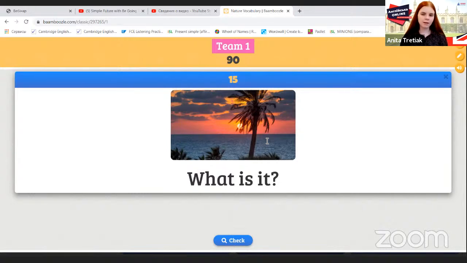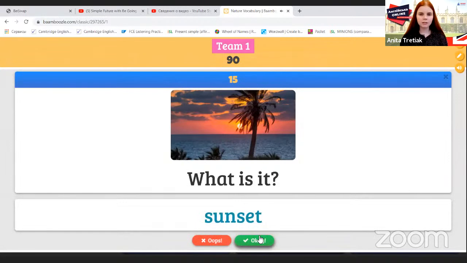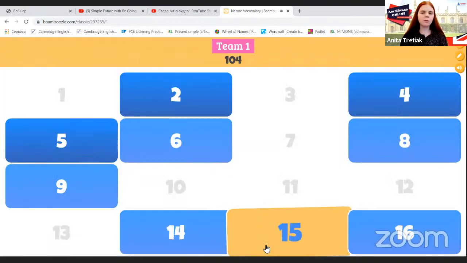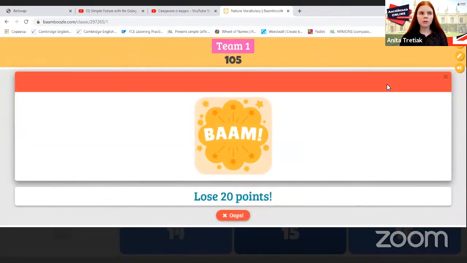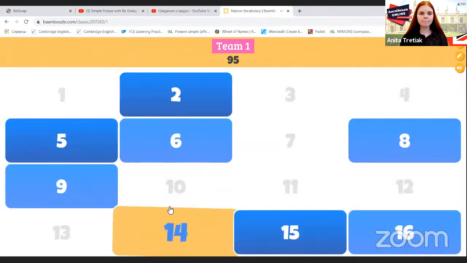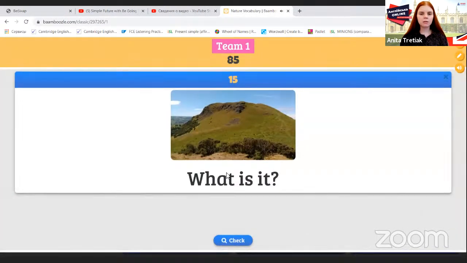Sunset. Okay. Everybody thinks sunset. Yes. Someone could say palm tree. Not like if it was this one, we lose 20 points here. Okay. What is it, guys? This one?